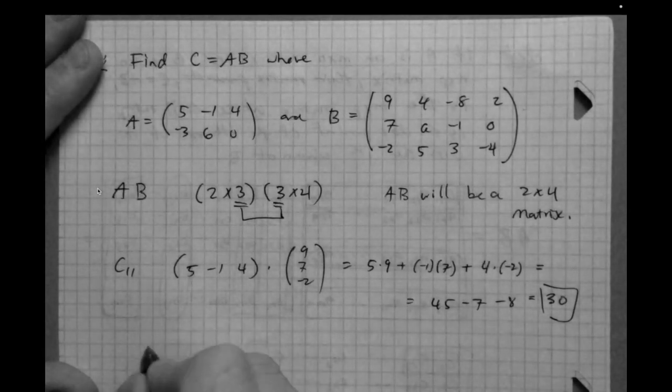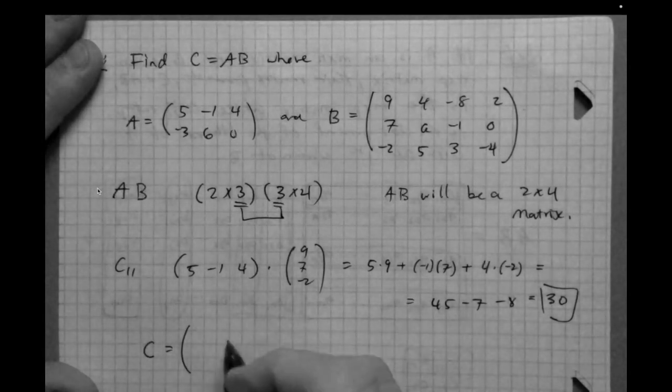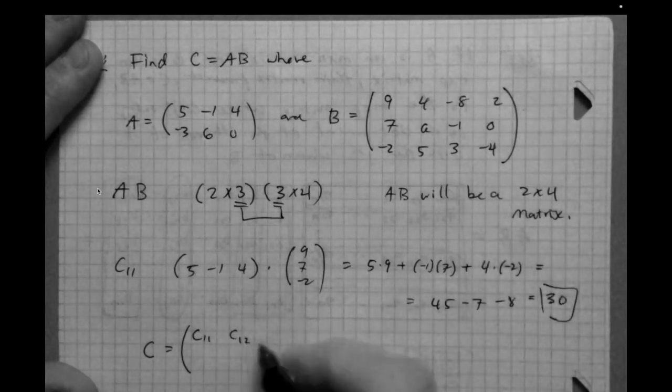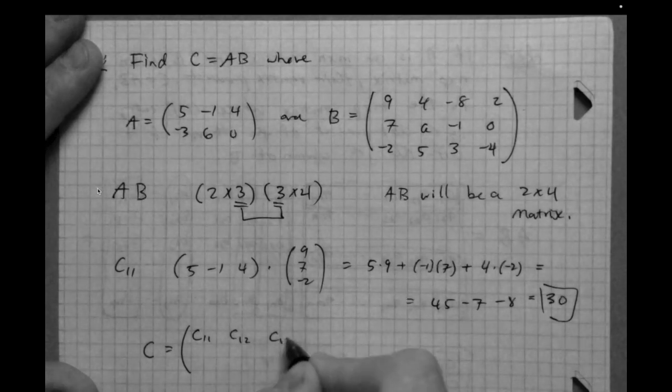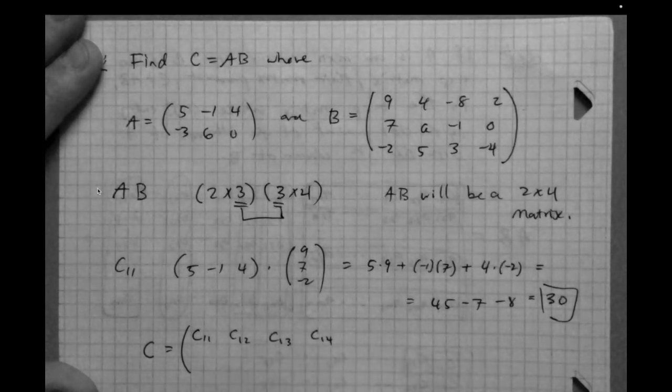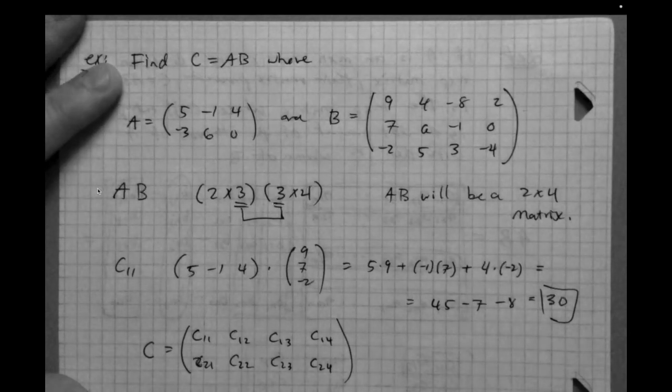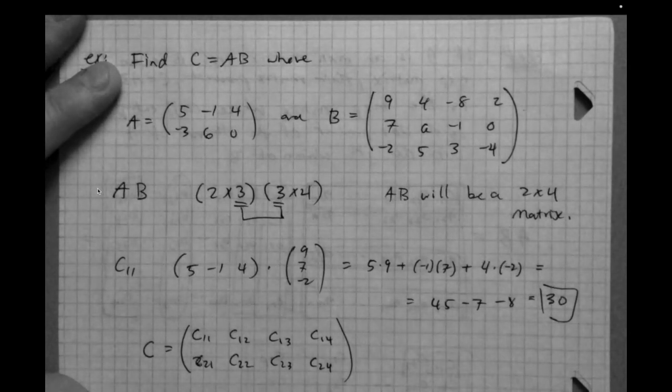If C is a 2 by 4, it'll have C11, C12, C13, C14, C21, C22, C23, and C24. It'll look like that. And so what we've just determined is that the first entry is 30.